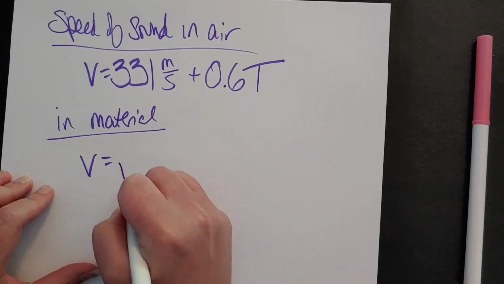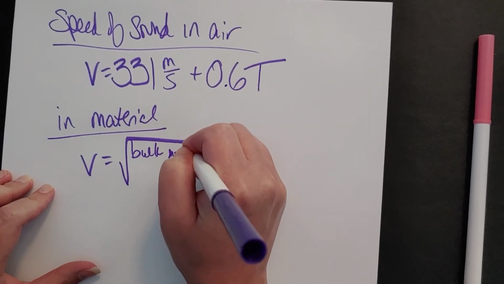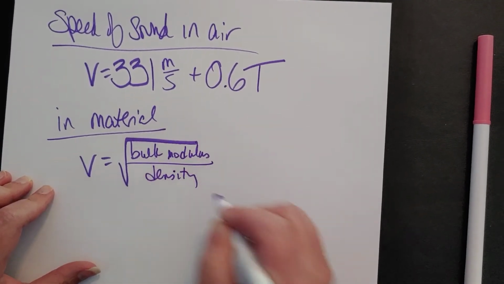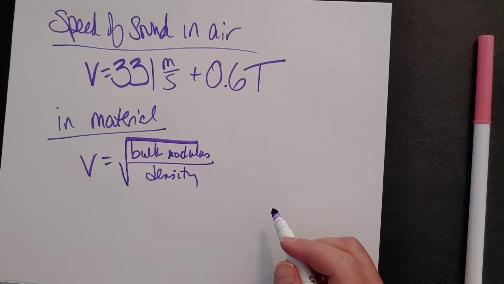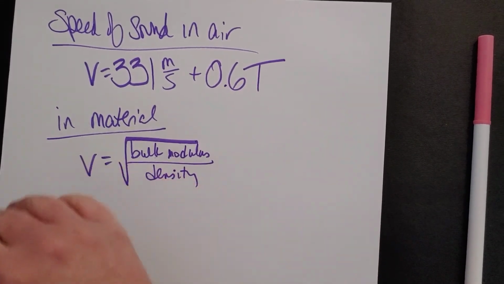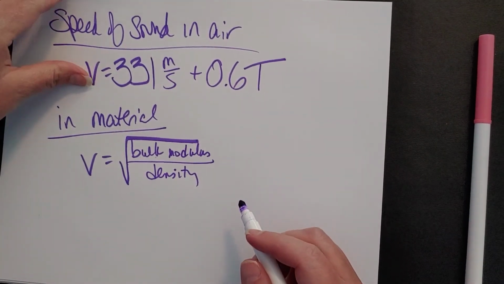In a material, your speed is the square root of the bulk modulus divided by the density. I saw that in one of the problems, so I guess it's worth writing down. Cool. I'm going to pause right here.